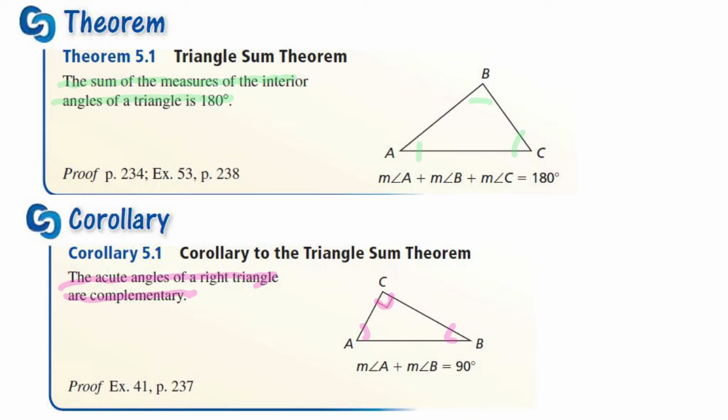So we already know that angle C is equal to 90. Well, then we have to know that angle A plus angle B has to add up to 90 because the interior angles can only add up to 180.